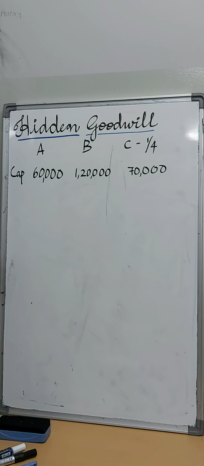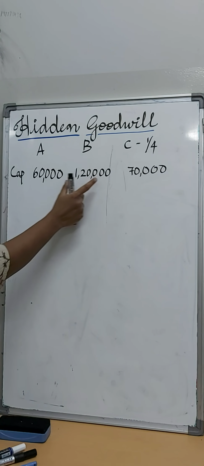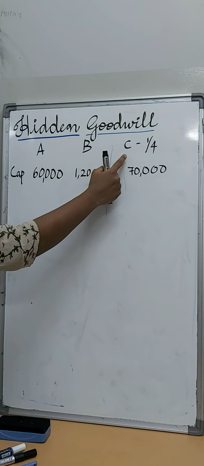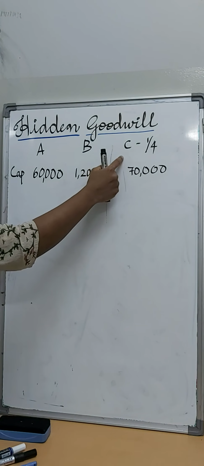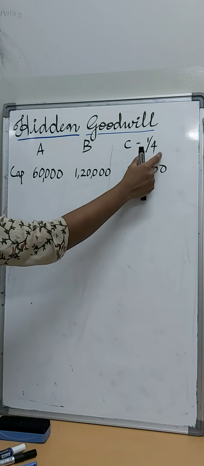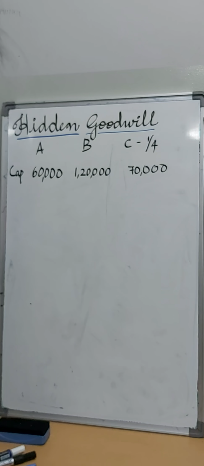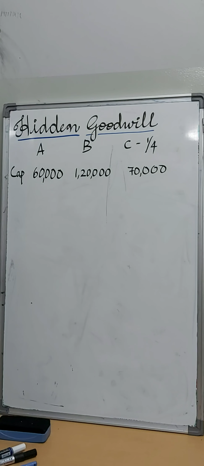This is the question. Two partners are there, partner A and partner B. Their capitals are: partner A 60,000 and partner B 1,20,000. Now they are going to admit a new partner to the firm, partner C, and partner C's share of profit is 1/4th. For this 1/4th share of profit, C is bringing capital of 70,000. Calculate the value of goodwill and pass necessary journal entries.